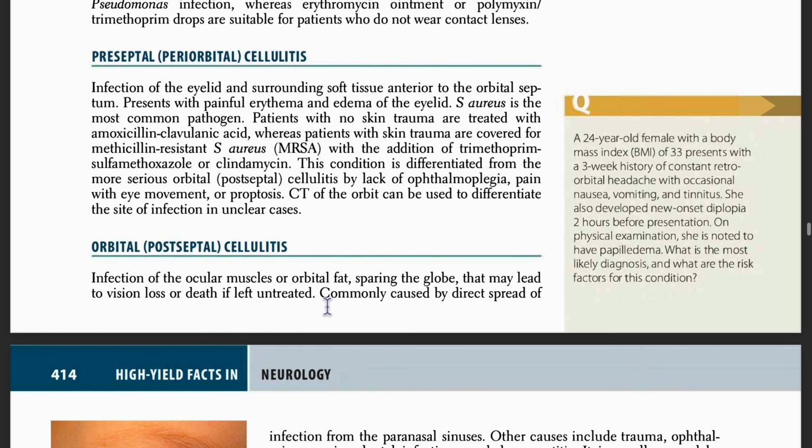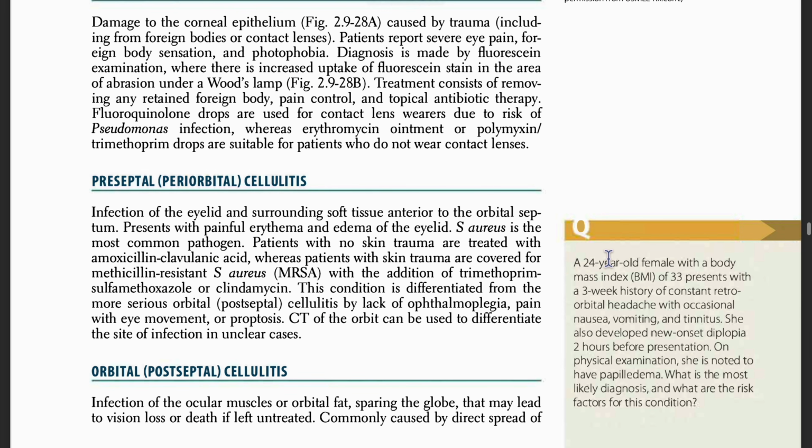Let's do the question. A 24-year-old female with a body mass index of 33 presents with a 3-week history of constant retroorbital headache with occasional nausea, vomiting, and tinnitus. She also develops new onset diplopia 2 hours before presentation. On physical examination, she is noted to have papilledema. What is the most likely diagnosis and what are the risk factors for this condition?